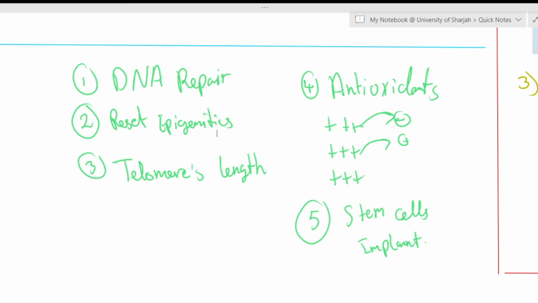Also, we mentioned that healing and regeneration will decrease because of the stem cells that are getting used up. So we can actually implant stem cells, and this implantation will replenish our reservoir of stem cells and help us decrease the aging, or let's say delay the aging process.